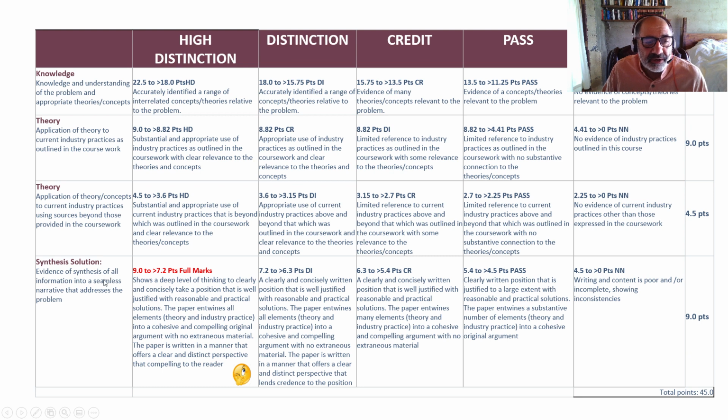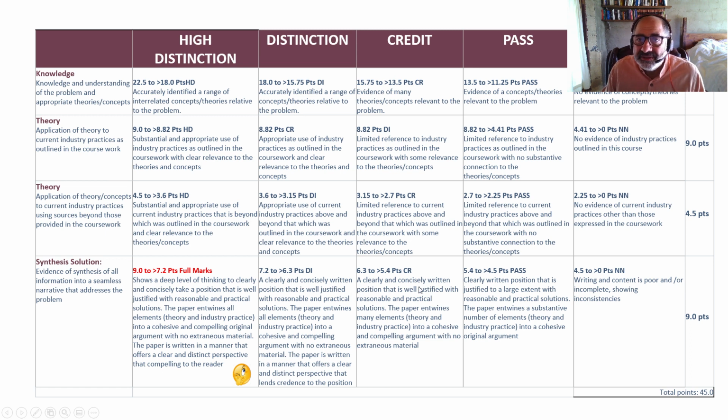Evidence of synthesis of all information into a seamless narrative that addresses the problem. So this is basically how well you've put together your essay, which means how well you've argued your point and explained what you're going to do, explained your solution, explained why it's a great idea, explained what other companies have done, what works or doesn't work in those brands, and it all fits quite well. And again, in terms of picking up the 9 points for this one, a clearly written position that is justified to a large extent. So it's good, but not great. We give you the 5 out of 9.